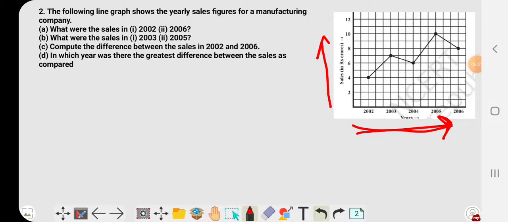Now the first part is, what were the sales in 2002? Part A first. The sale in 2002, we see 2002 is here and the sale in 2002 is 4. Will this be 4 rupees? No, these are rupees in crore. So 4 crore.